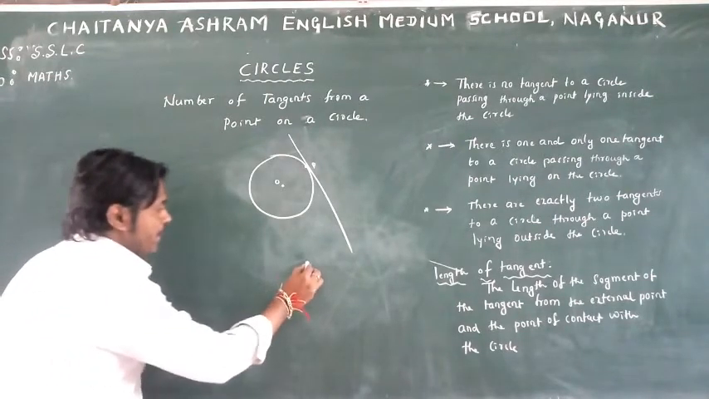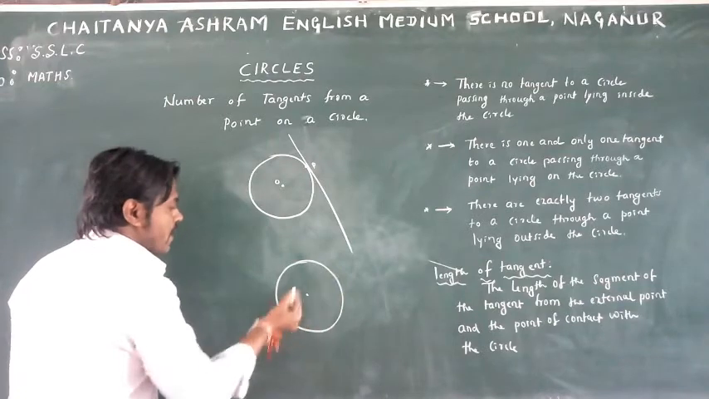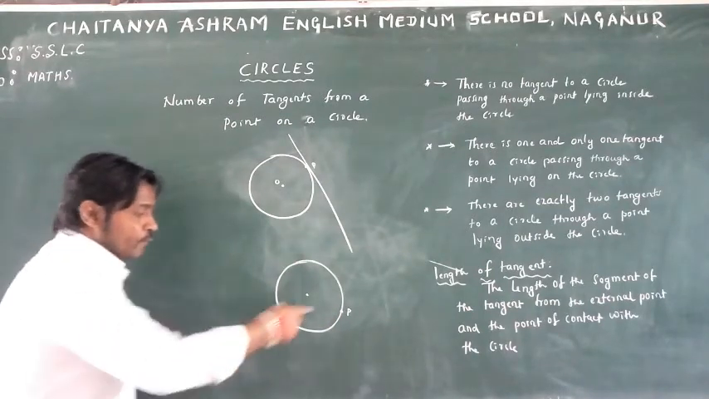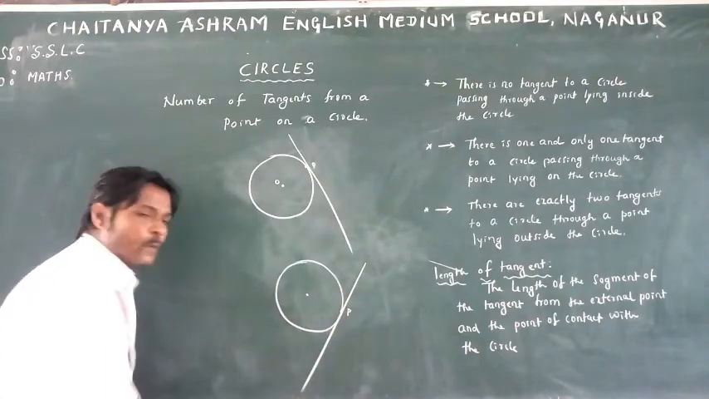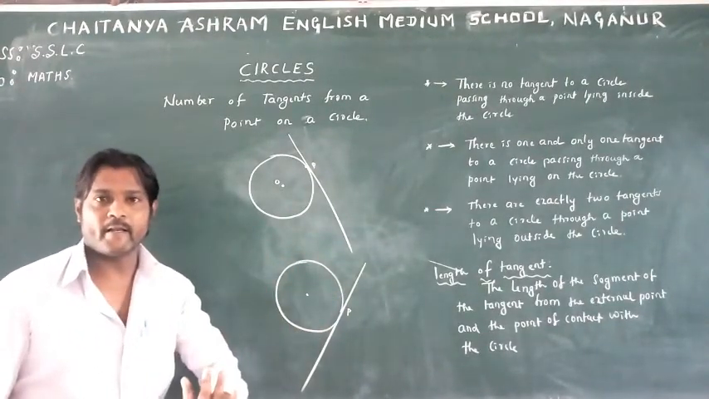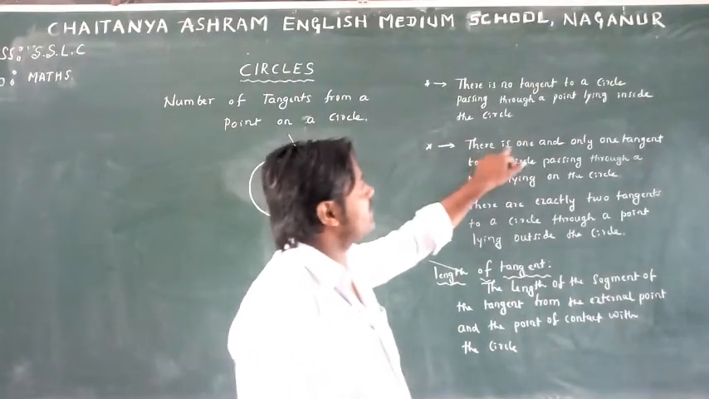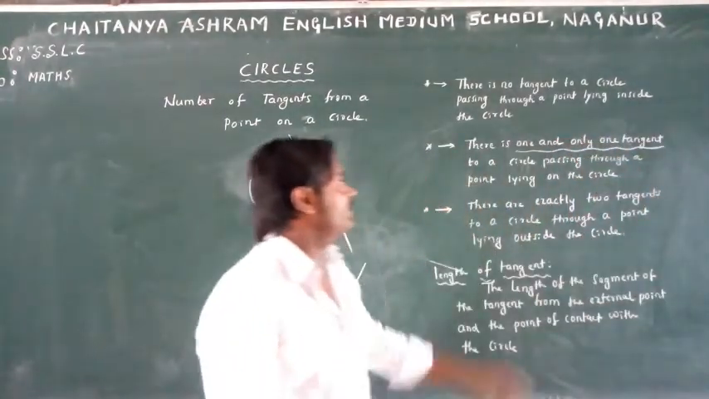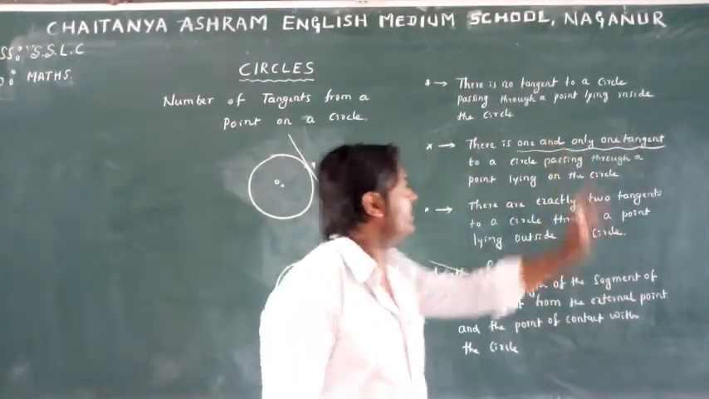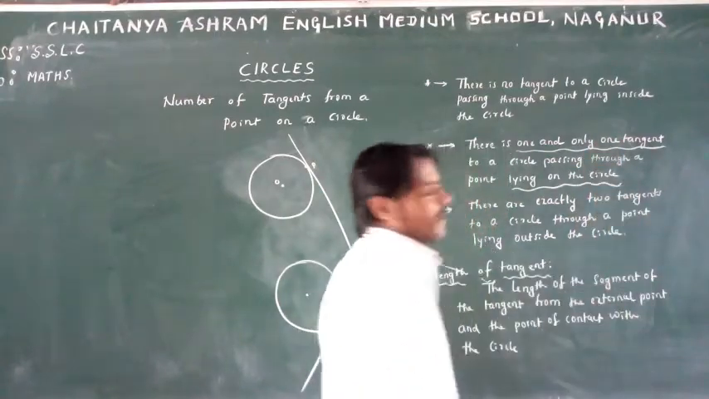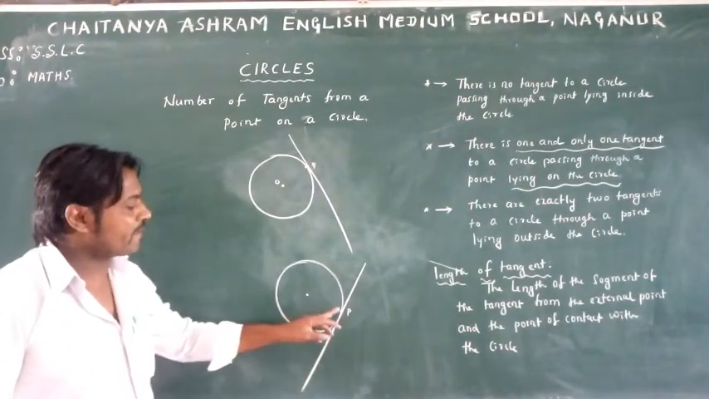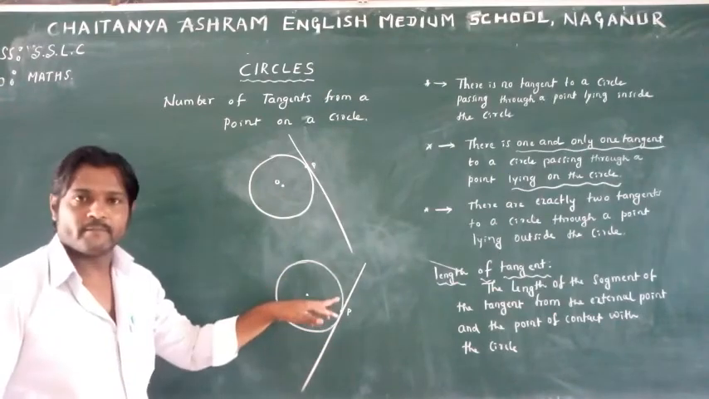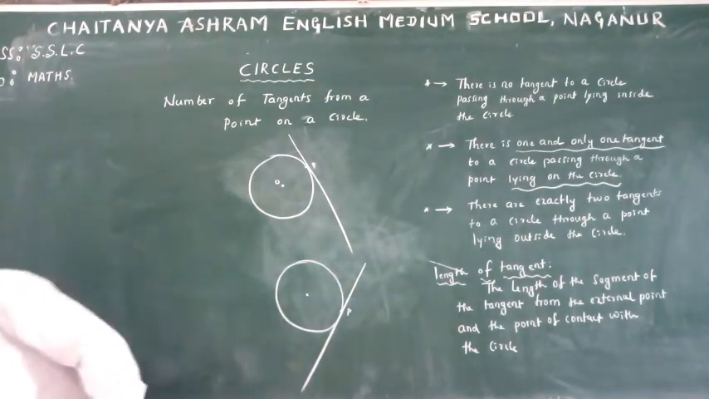Clear? Now, the point P lies on the circle. Through this point, we can draw only one tangent to this circle. See this one. There is one and only one tangent to a circle passing through a point lying on the circle. If a point is on the circle, through that point we can draw only one tangent to that circle. Clear? Okay. Then see the next case.